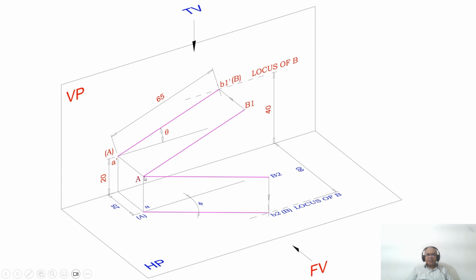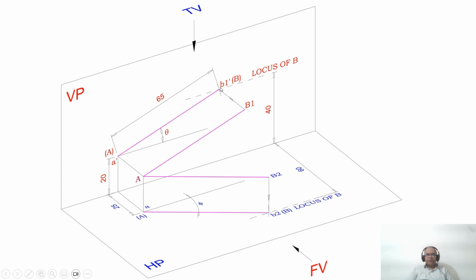You can see the distance when you look from the top view. When you look from the top view, you can see that the distance from here to this capital A is the distance we are talking about, which is in front of VP by 25 mm.